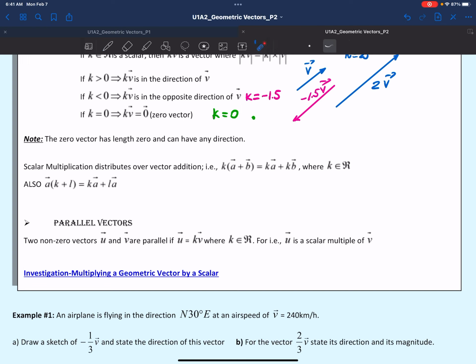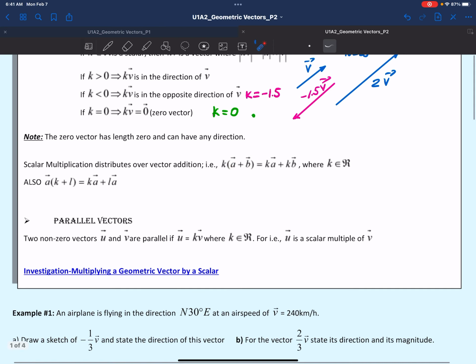Now, let's take a look at the properties, which are again quite intuitive and very similar to what we do with polynomials. So if you have some scalar k multiplying the sum of two vectors, then the answer will be ka plus kb, where k again is a real number, and a and b are vectors. Also, if we have a vector multiplied by the sum of two numbers, that would be vector a times the first scalar plus vector a times the second scalar.